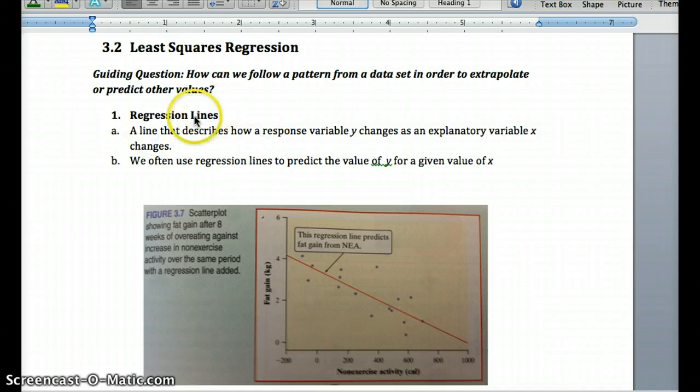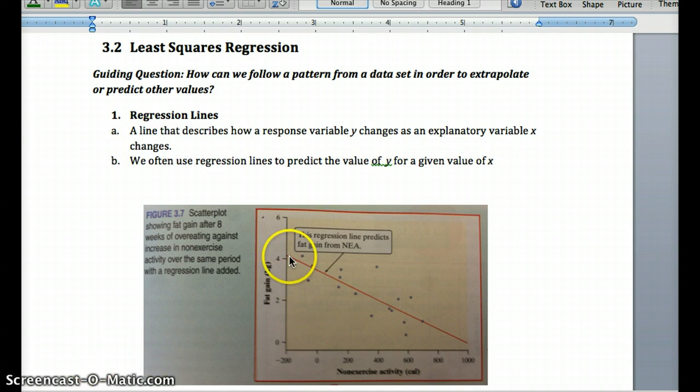So let's talk about regression lines. A regression line is a straight line that describes how a response variable, y, changes as an explanatory variable, x, changes. So we can use it to predict values for y or x by substituting these values in for x in the variable and then predicting the response variable. Here we have some data and a regression line that predicts fat gain from non-exercise activity.